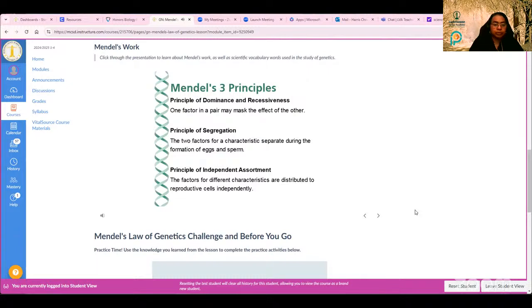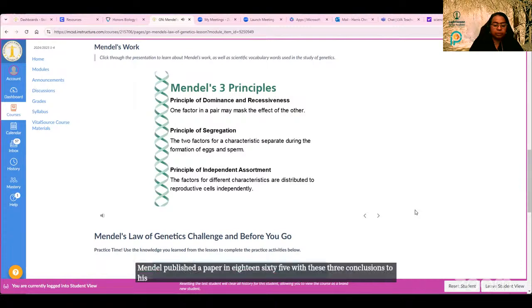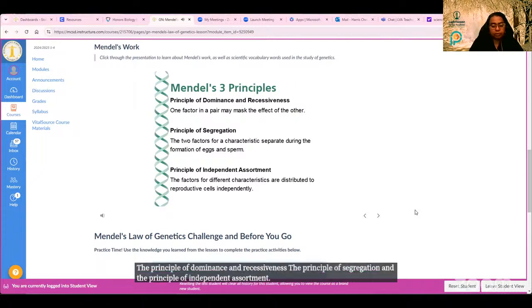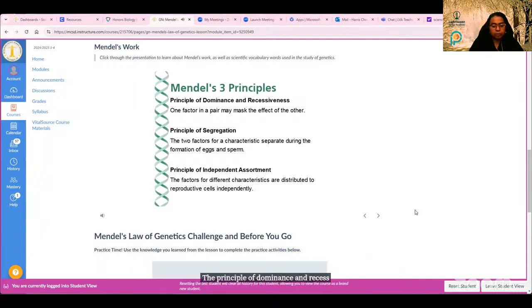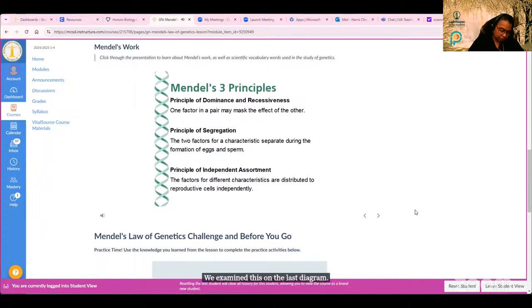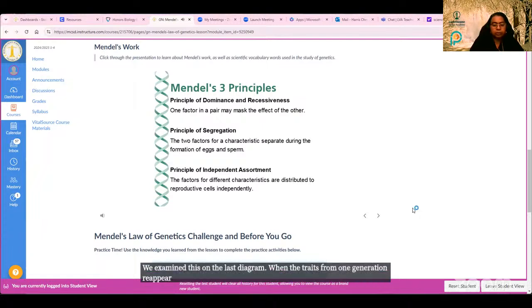Mendel published a paper in 1865 with these three conclusions to his research: the principle of dominance and recessiveness, the principle of segregation, and the principle of independent assortment. The principle of dominance and recessiveness states that one factor in any trait's pair may mask the effect of another. We examined this on the last diagram, when the traits from one generation reappear in later generations.